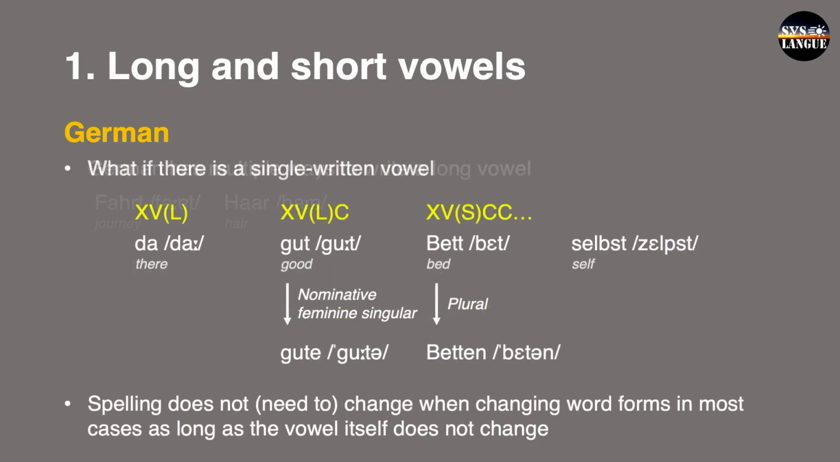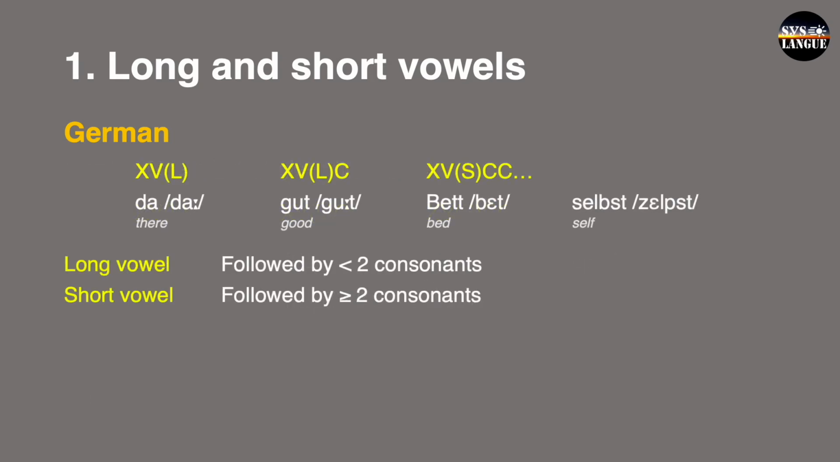In the framework of this spelling design, you don't need to change the word stem when changing its form. When you add endings to these words, such as gute, betten, the vowel length is kept and doesn't break the rules. Now we can simply summarize the rules. A vowel is long when it's followed by 0 or 1 consonant, and it's short when it's followed by 2 or more consonants.